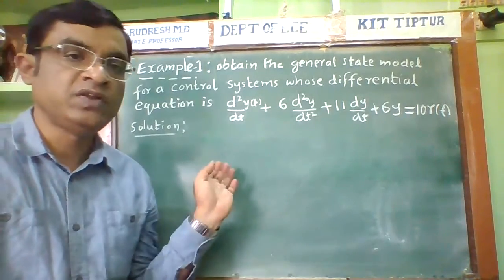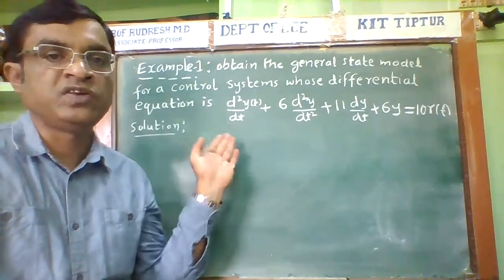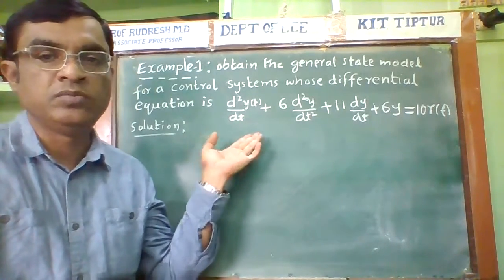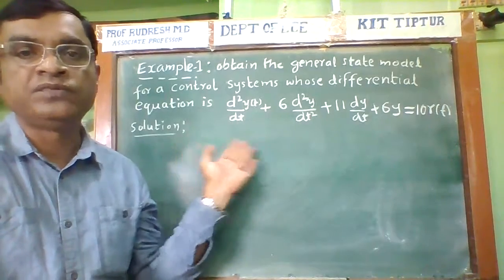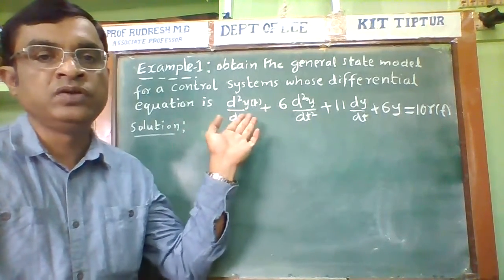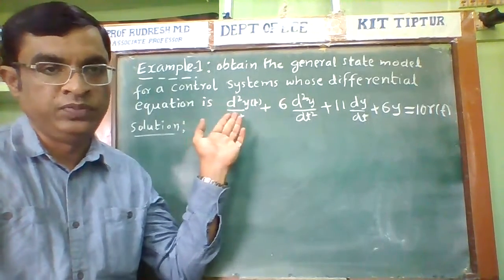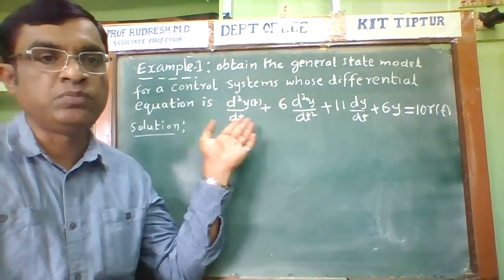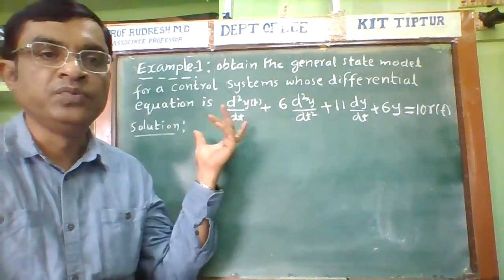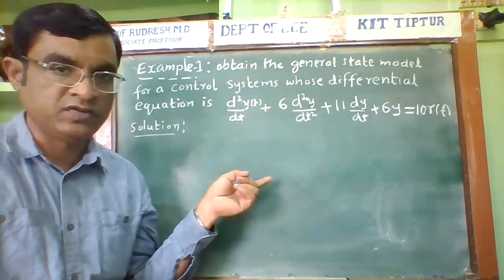The differential equation is given. Now, how to develop the state model? This is the first example, a standard question asked many times in the examination: obtain the general state model for the control system whose differential equation is given. The state model means developing the state equation and output equation in matrix form.